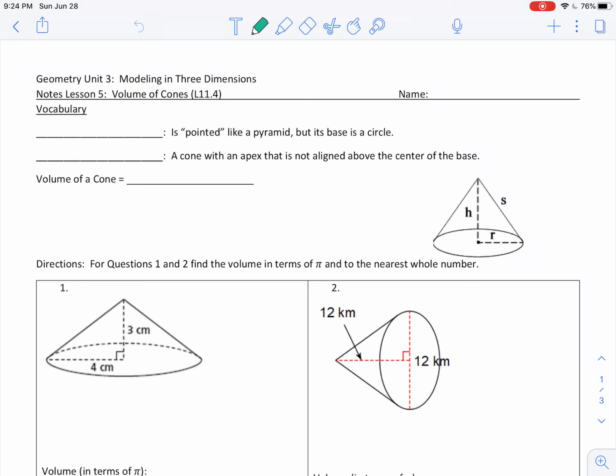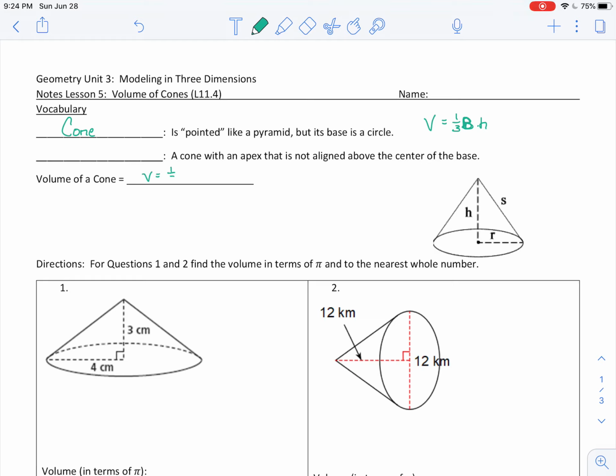Hey guys, lesson 5 is still talking about volume because that's what this unit's focusing on, but now we've switched shapes and we're talking about the volume of a cone. It's really similar to the pyramid, but the base isn't going to change from an octagon to a square to whatever. It'll always be a circle. So you technically can still think of 1/3 area of the base times the height. We're just going to get more specific because this base will always be a circle.